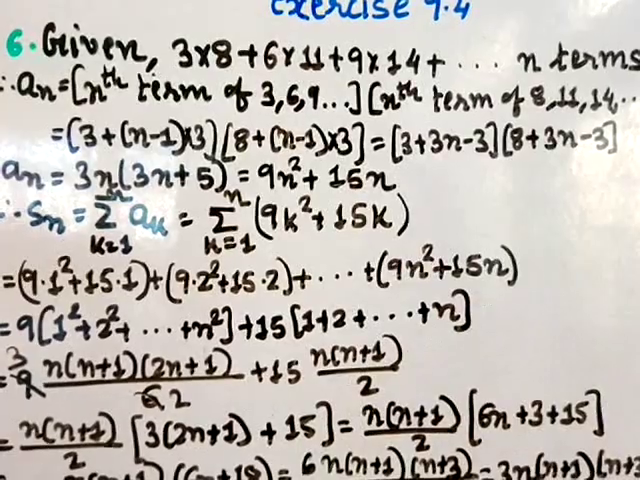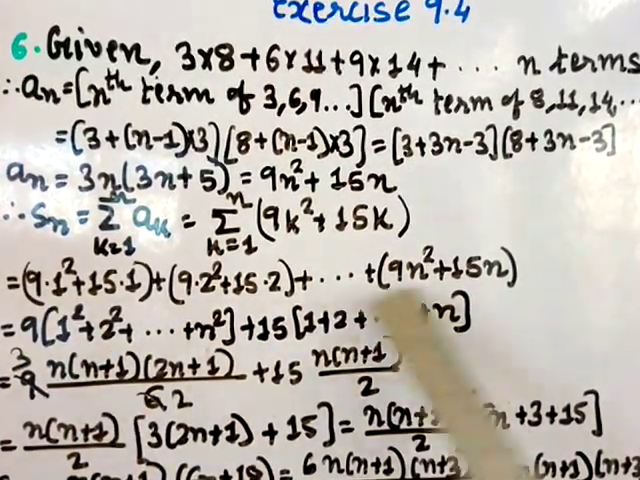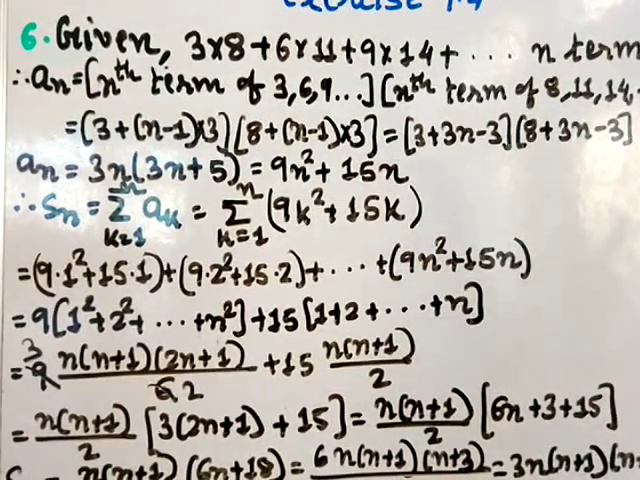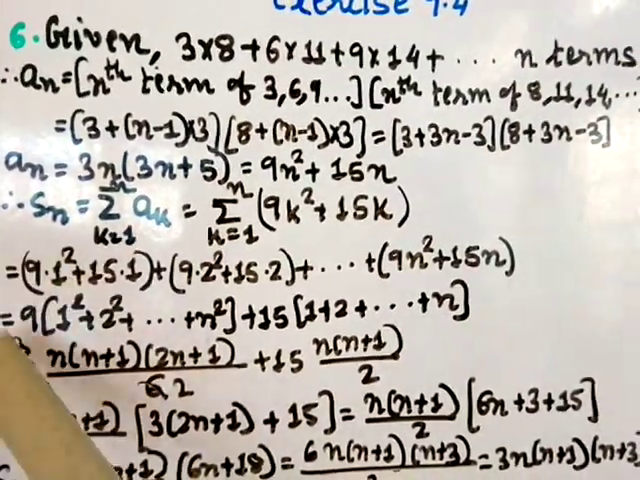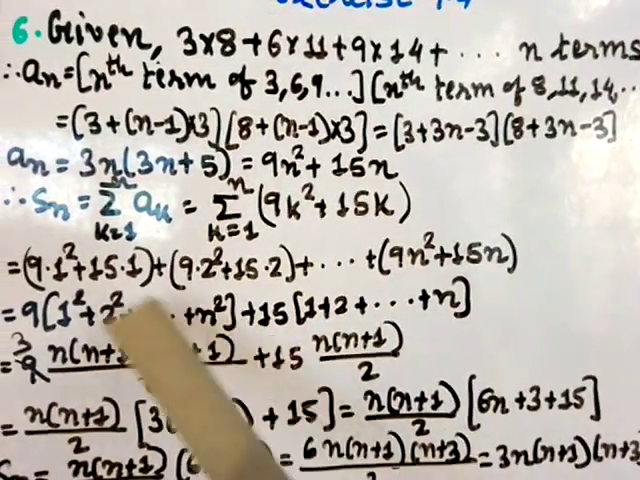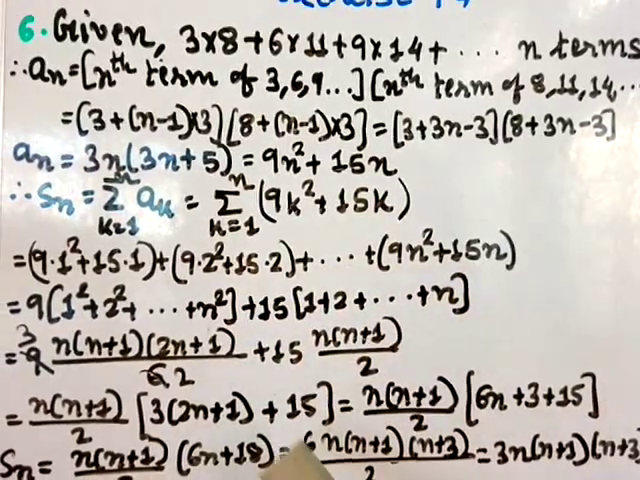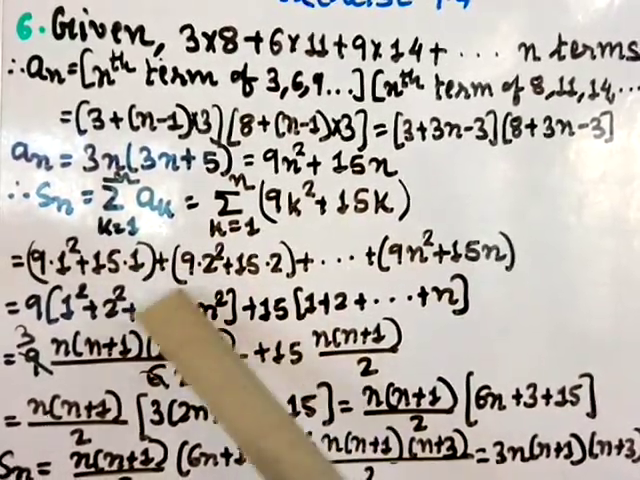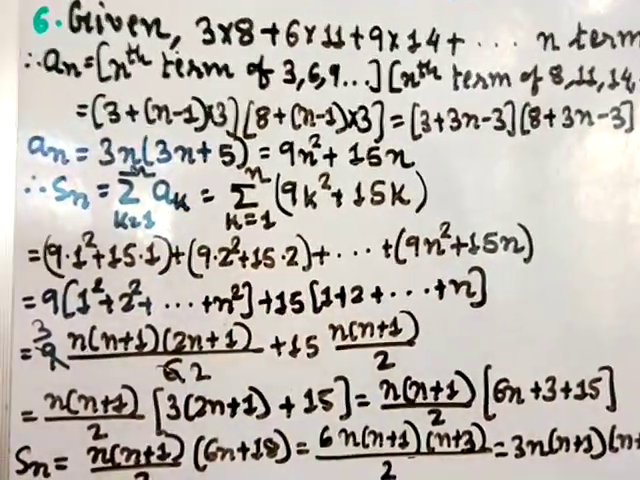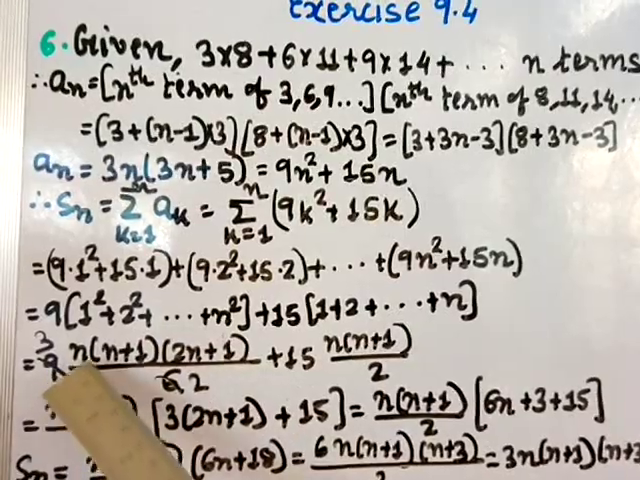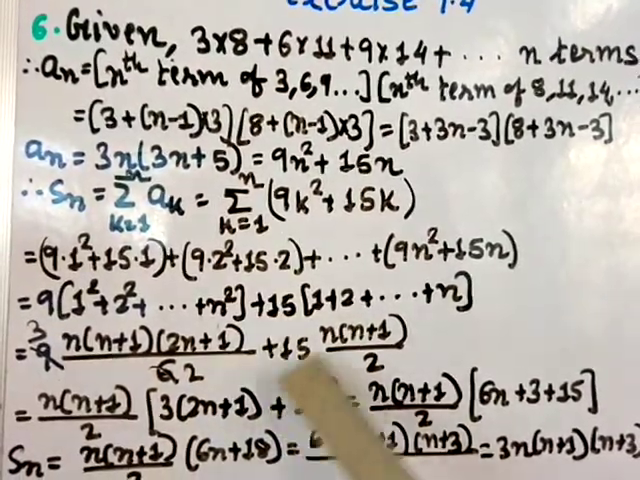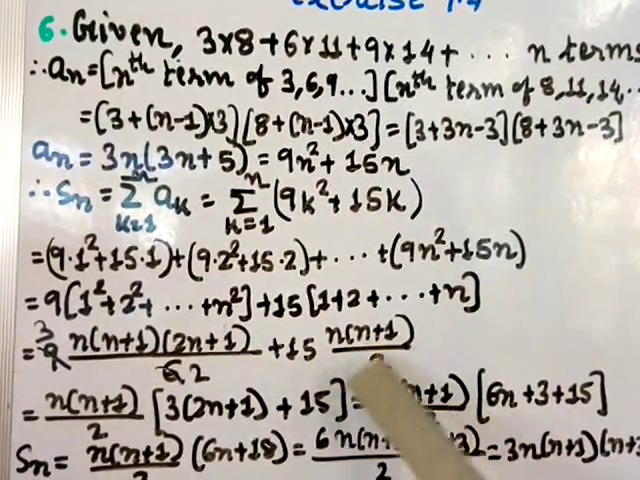plus 15n. Now we take all these 1 square, 2 square, 3 square up to n square, and the coefficient of them all is 9. So take that common. You get 9 into 1 square plus 2 square plus 3 square plus up to n square. Plus from all these terms you can take 15 common. So 15 into 1 plus 2 plus 3 plus up to n, right? Now this formula we know: this series is n into n plus 1 into 2n plus 1 divided by 6, with the 9 as it is, plus 15, and this series is n into n plus 1 by 2, right?